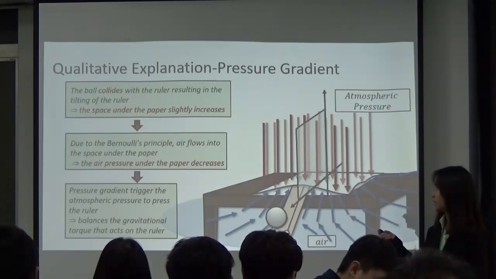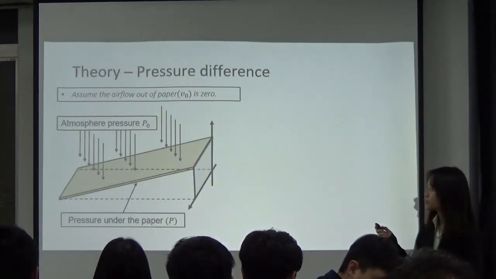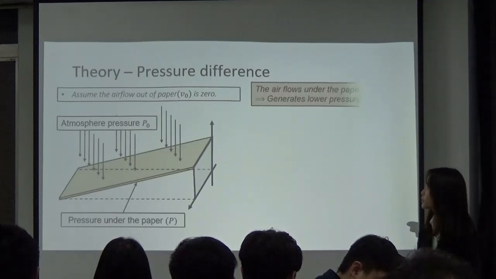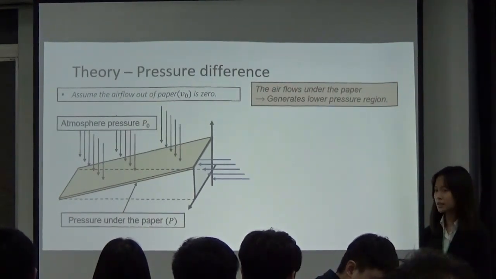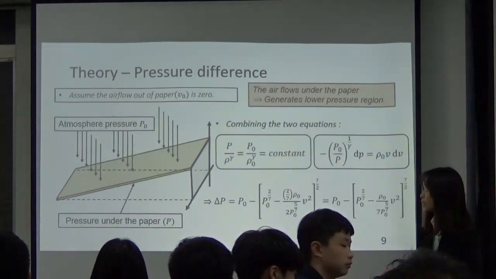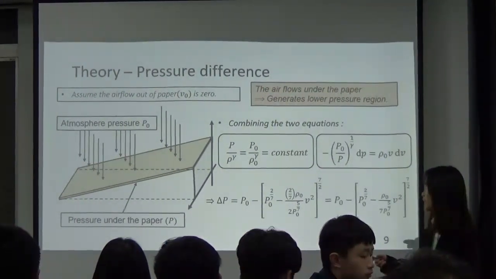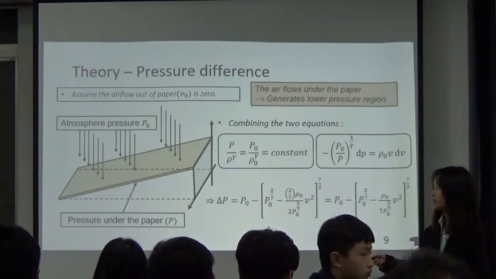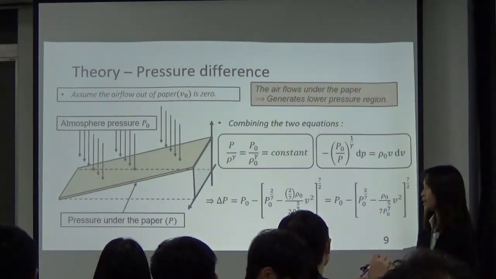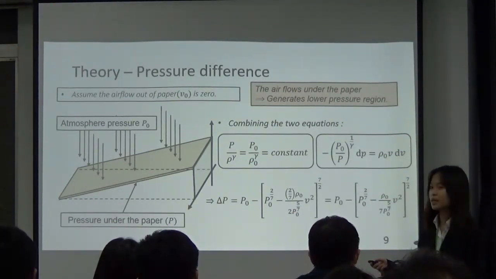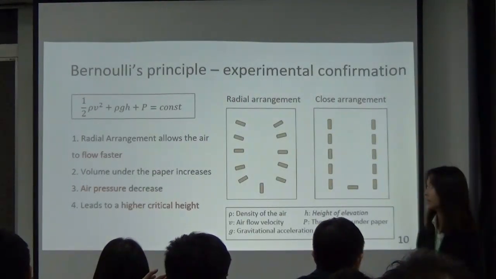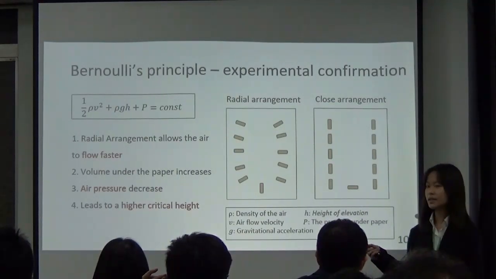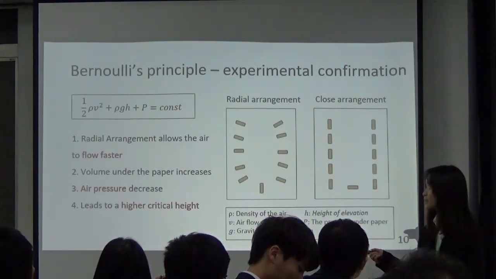You see from a cross section, while the paper is lifted by the ruler, the air will flow under the paper, so it will generate a lower pressure. So we combine Bernoulli's principle and the adiabatic process, leading to a formula relating the pressure difference and the airflow velocity. To make sure it is related to Bernoulli's principle, we designed two packing plates with straws.